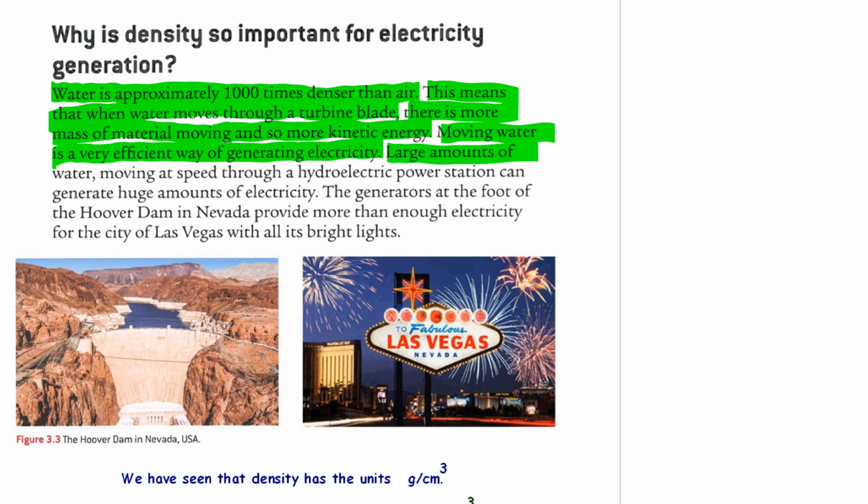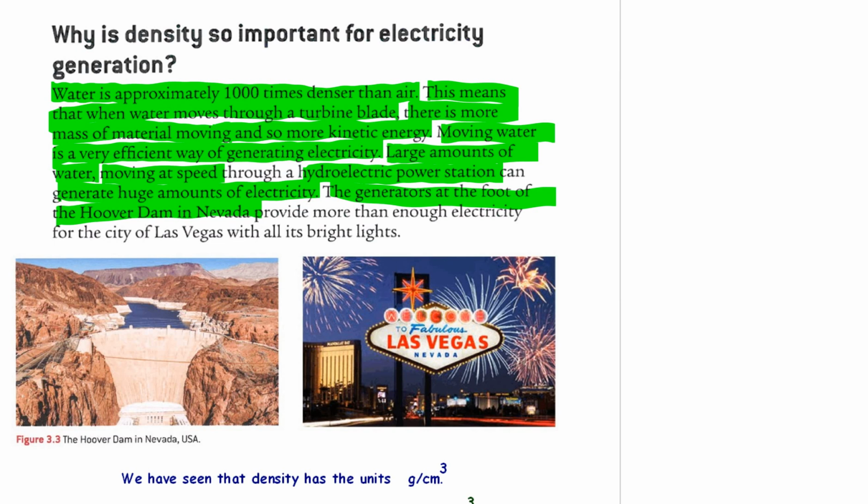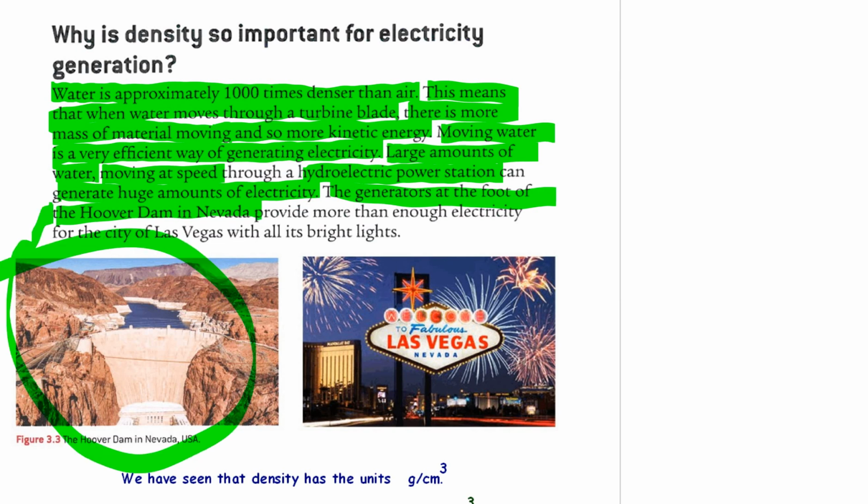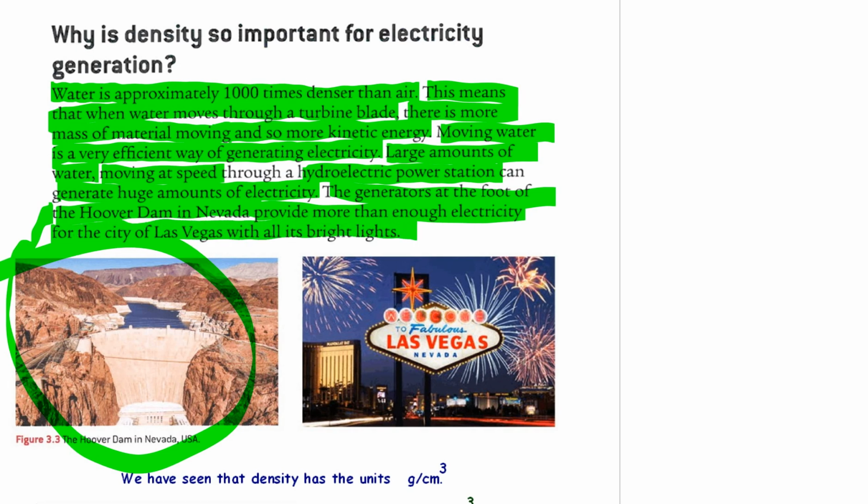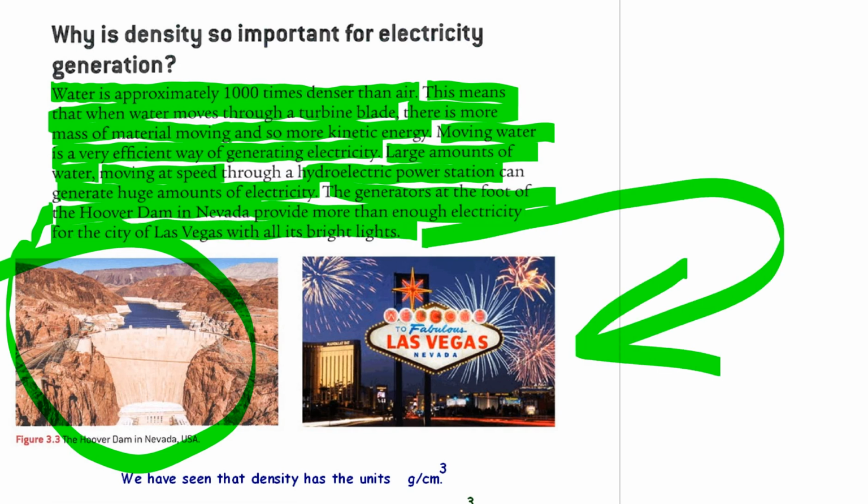When you've got a large amount of water moving at speed, like through a hydroelectric power station, it generates a huge amount of electricity. The generators at the foot of the Hoover Dam in Nevada, as shown here, provide more than enough energy for the city of Las Vegas with all its bright lights.